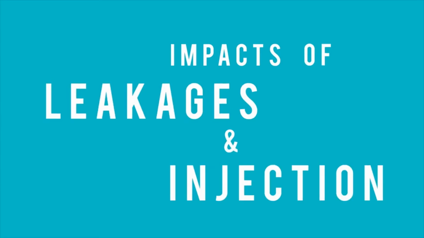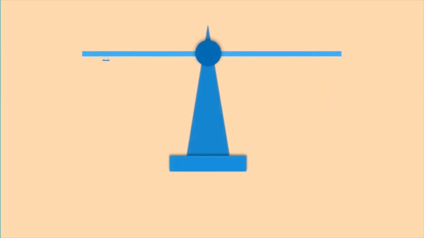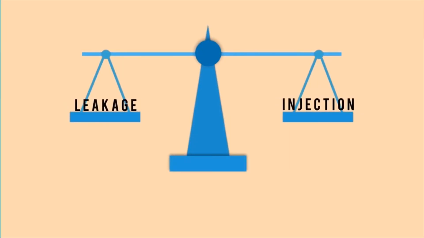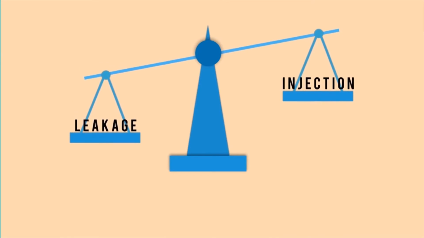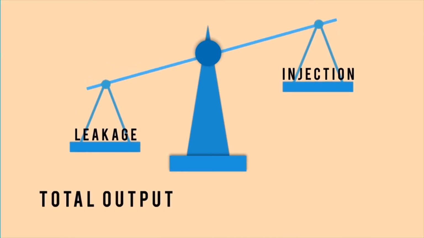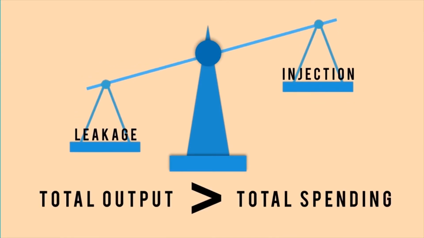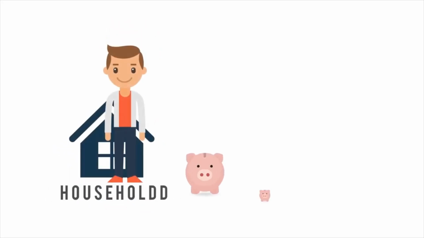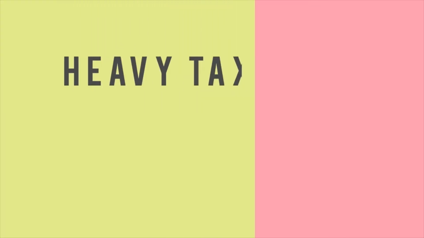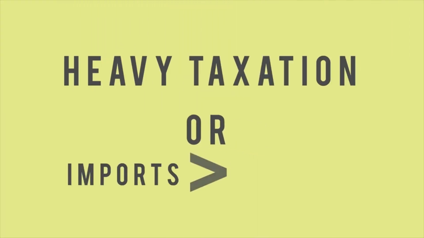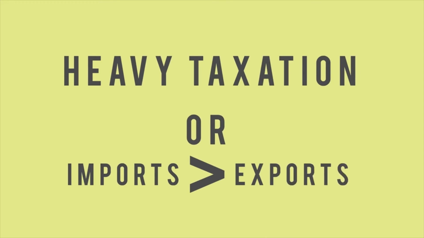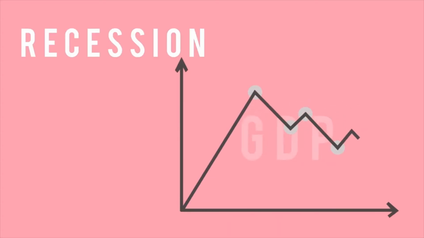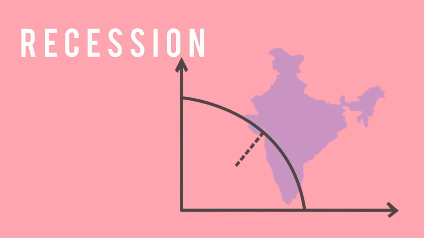Continuing from the condition we studied of leakage and injection, while understanding circular flow for the equilibrium position of the economy. When leakage exceeds injections, then total output exceeds total spending. This happens when households are saving more, or due to heavy taxation, or when imports are greater than exports. This leads to recession or fall in GDP, and ultimately the economy contracts. With this, we have completed the topic of circular flow.